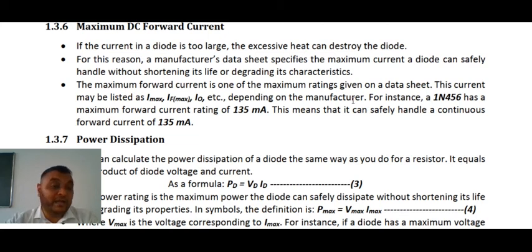So in the case of a diode, what they are considering is given as I max, I F max, I zero, etcetera. So, symbolized in this way, whatever is given to us is the maximum DC forward current, meaning this diode can handle this much maximum forward current. For example, IN456, that is the code of that particular diode. So IN456 has a maximum forward current rating of 135 milliampere. This means that it can safely handle a continuous forward current of 135 milliampere. So students, this is the maximum DC forward current you can consider.